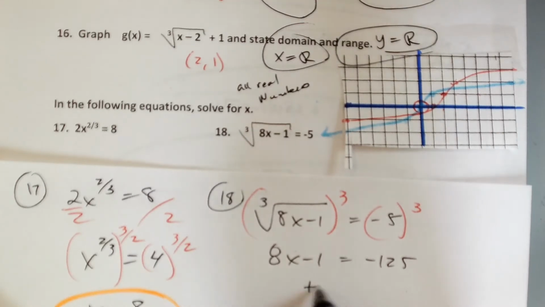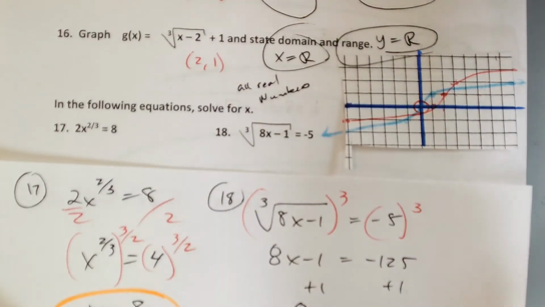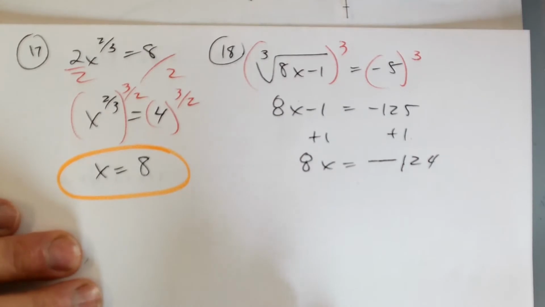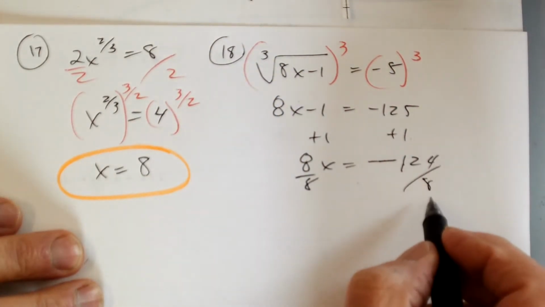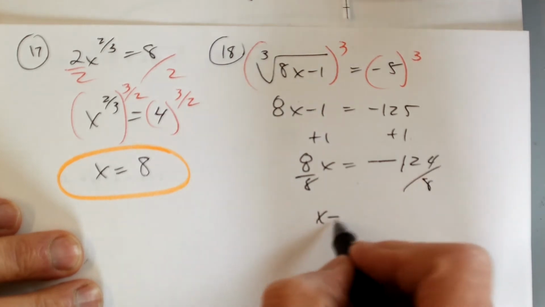Okay, plus 1, plus 1. 8x equals negative 124. Negative 124. And, oops, sorry, divide by 8. Divide by 8, that should be 31. I can just see that. It goes in there 3 times. X equals negative 31.